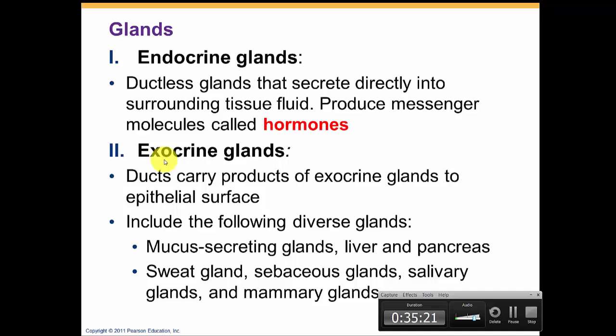However, they can secrete other things other than enzymes, like, for example, sweat glands, they secrete sweat. Sebaceous glands, they secrete the sebum. Salivary glands, they secrete the saliva. Mammary glands, they secrete the milk. Liver secretes bile. And mucus-secreting glands, they secrete mucus, while the pancreas secretes the enzymes.